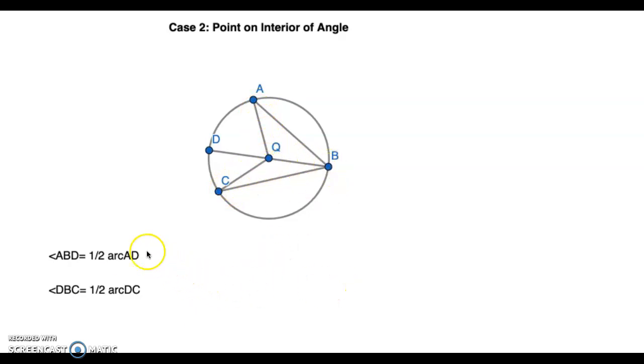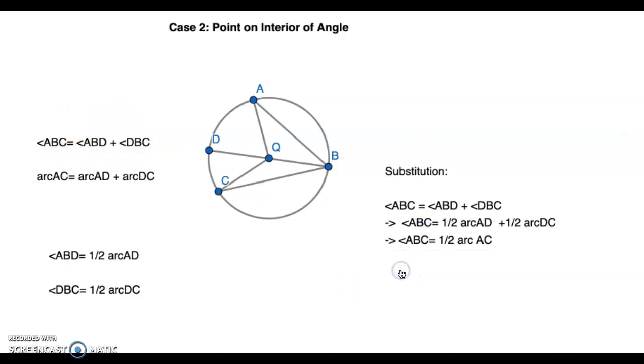So now that we know the values of ABD and DBC, we can take the information that we already have, split up this angle and split up these arc measurements, and use substitution of these into this equation here to kind of get where we want to go. So substituting, we see that ABC equals ABD plus DBC, which we already knew.